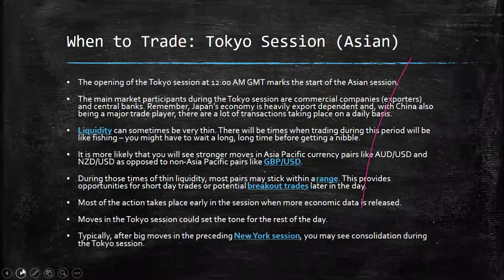The opening of the Tokyo session is at 12 a.m., and that starts the Asian session basically. The main market participants during the Tokyo session are your commercial companies who are exporting and your central banks. Remember, Japan's economy is heavily export dependent, and with China also being a major trade player, there are lots of transactions taking place on a daily basis. Liquidity can also be very thin in the Asian session. There will be times when trading during this period will be like fishing. Of course, like I said, it's usually a period of rest.